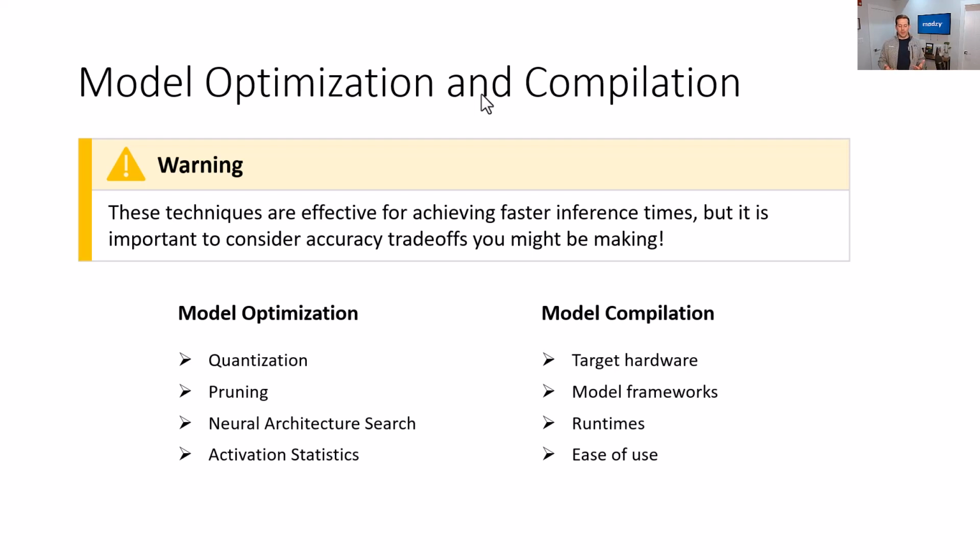And then when we're talking about model compilation, we're talking about ways to optimize the way in which we compile models before being able to execute them. Some key considerations there are the target hardware that you're anticipating running your model on, any model frameworks you're working with, any specific runtimes, and then ease of use. So these are the four techniques that we'll explore in today's talk.